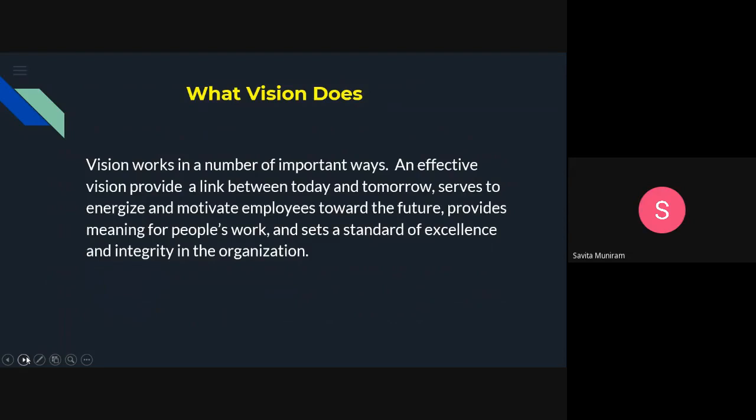Okay, what vision does. Vision works in a number of important ways. An effective vision provides a link between today and tomorrow, serves to energize and motivate employees towards the future, provides meaning for people's work, and sets a standard for excellence and integrity in the organization.